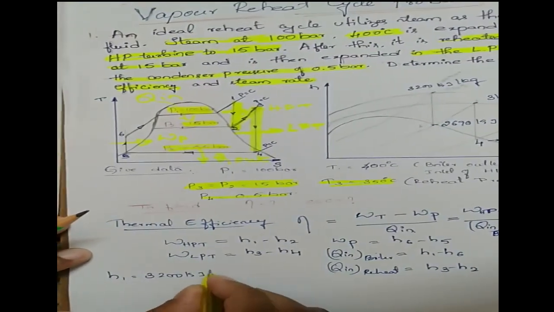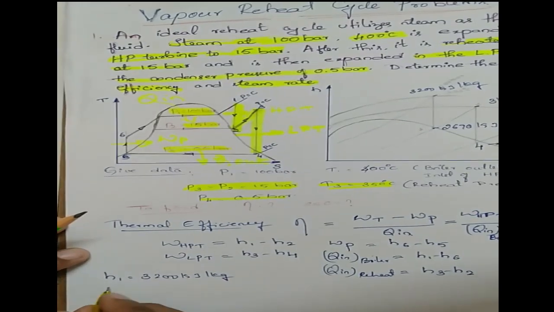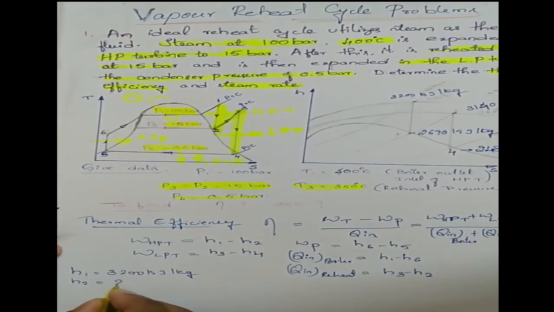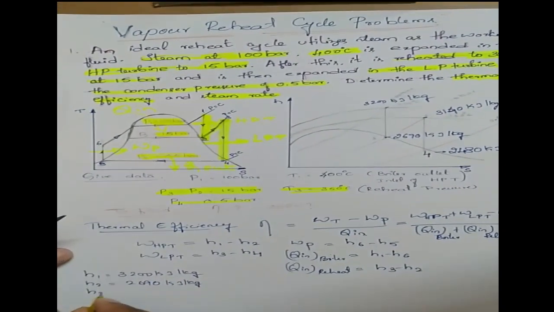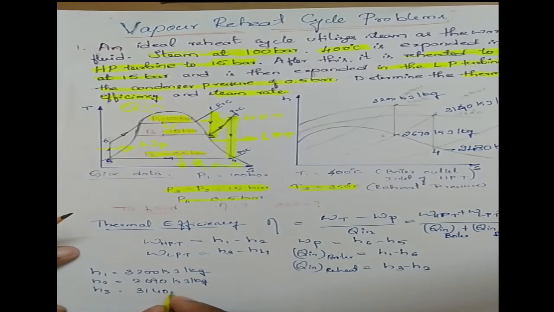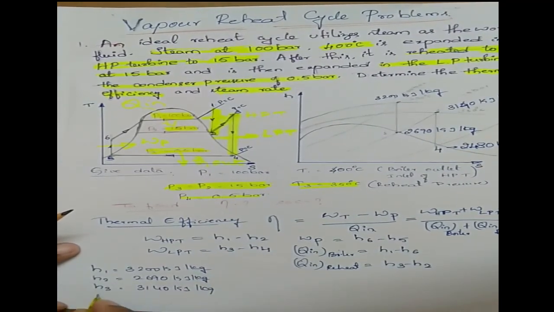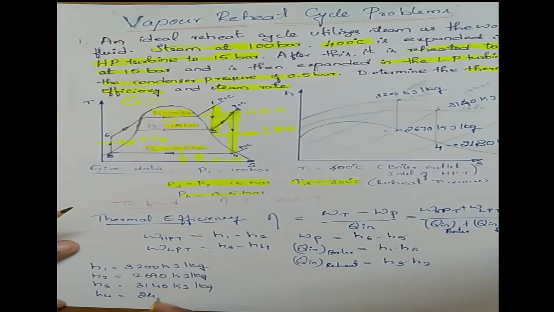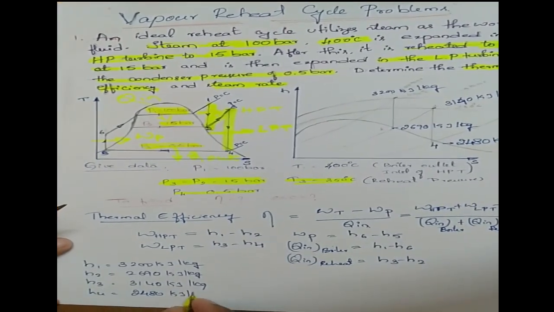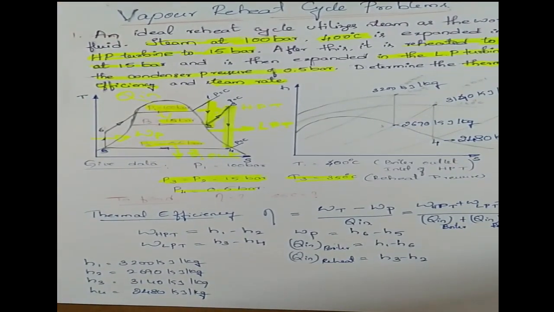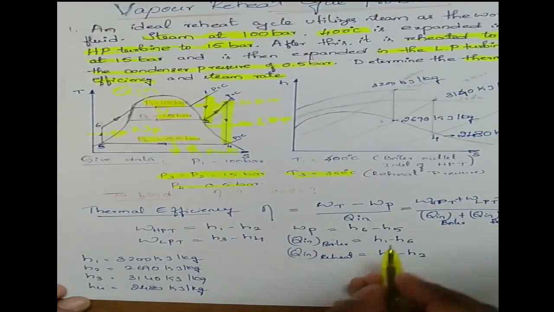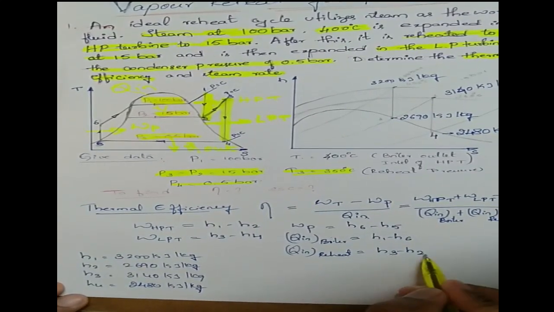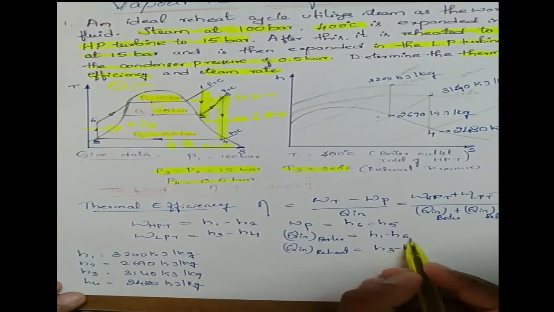H1 is 3200 kilojoule per kg, H2 is 2690 kilojoule per kg, H3 is 3140 kilojoule per kg, and next H4 is 2480 kilojoule per kg. So now I have H1 and H2, then H3 and H4. I still want to find out H6 and H5. How to find out H6 and H5?